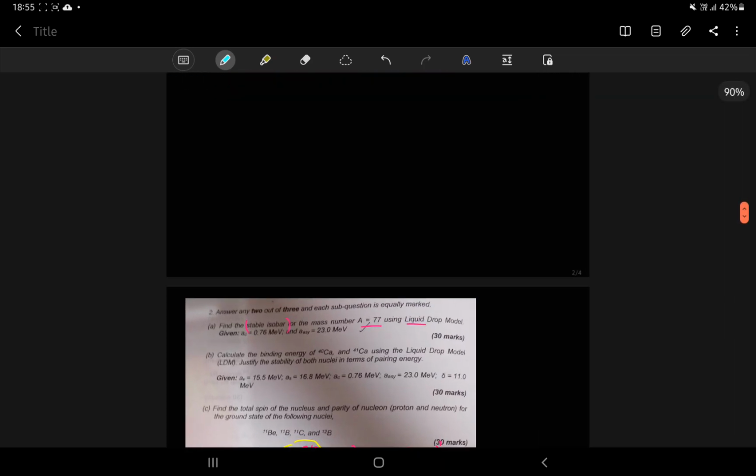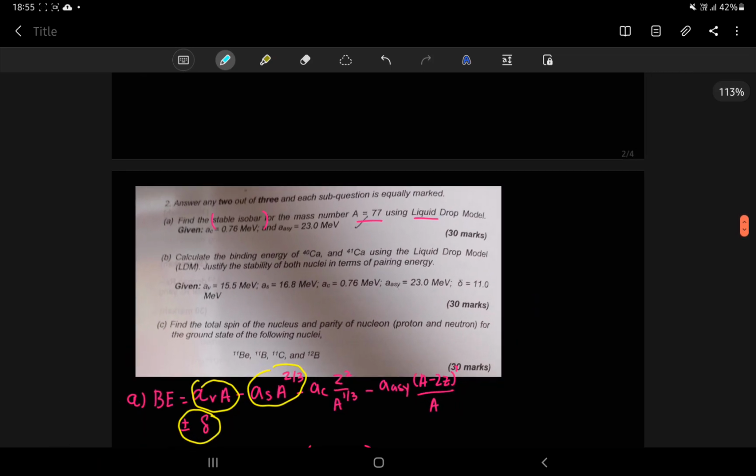Alright, so the next question is question B. We need to calculate the binding energy of calcium 40 and calcium 41 using the liquid drop model. So this is simple.